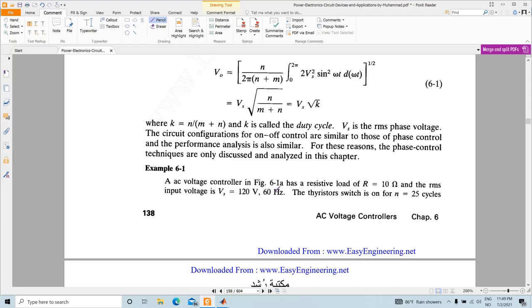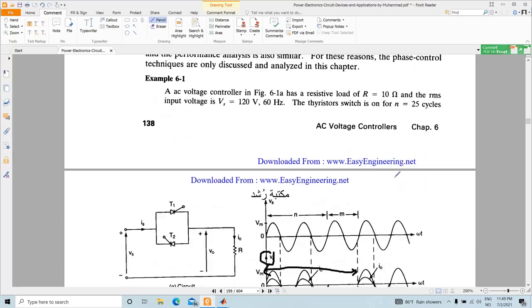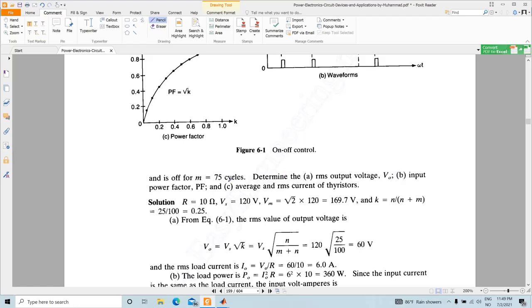An AC voltage controller in figure 6.1 has a resistive load of 10 ohm, and the RMS input voltage is 120 volt, 60 Hz. The thyristor switch is on for N equals 25 cycles and off for M equals 75 cycles. Determine the RMS output voltage, V out, input power factor, and the average and RMS current of the thyristors.